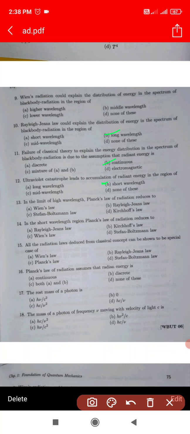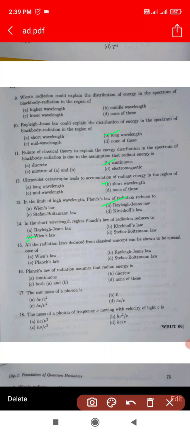Next, in the limit of the high wavelength, Planck's law of radiation reduces to Rayleigh-Jeans law. Next, 14th question: in the shorter wavelength region, Planck's radiation law reduces to Wien's law. So high wavelength reduces to Rayleigh-Jeans law, and shorter wavelength reduces to Wien's law.